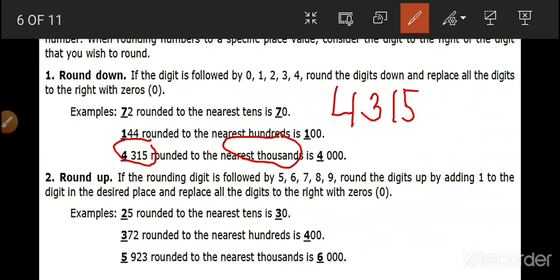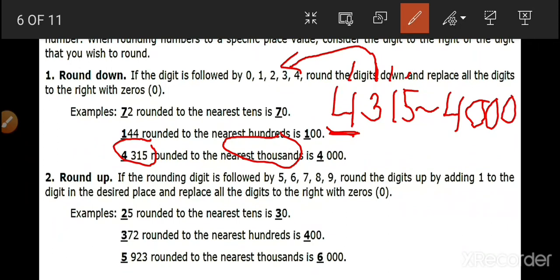So we state our place value: ones, tens, hundreds, thousands. You underline thousands and see the number next to it. What is the number next to it? It's 3. And we can find 3 here. In short, we can round this down. So how will that happen? We just simply replace all the digits to its right with zeros, so it becomes 4,000. Very easy, right?